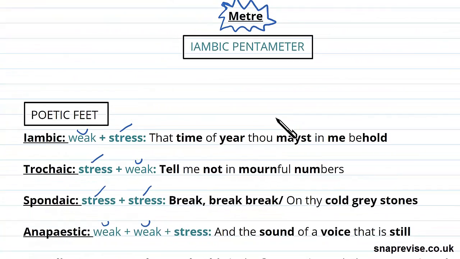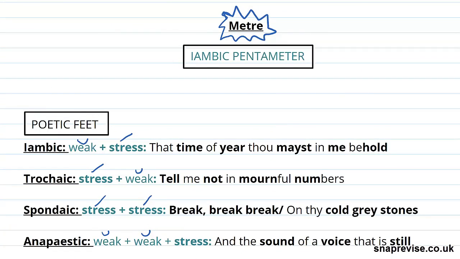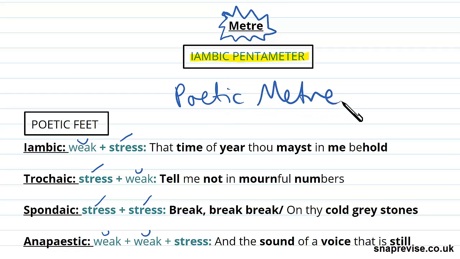So now let's move on to talking about metre. The most common metre that Shakespeare uses is iambic pentameter. In order to understand iambic pentameter, we need to have an understanding of poetic metre in itself. And there are two parts to identifying poetic metre. The first part we're going to look at is poetic feet.